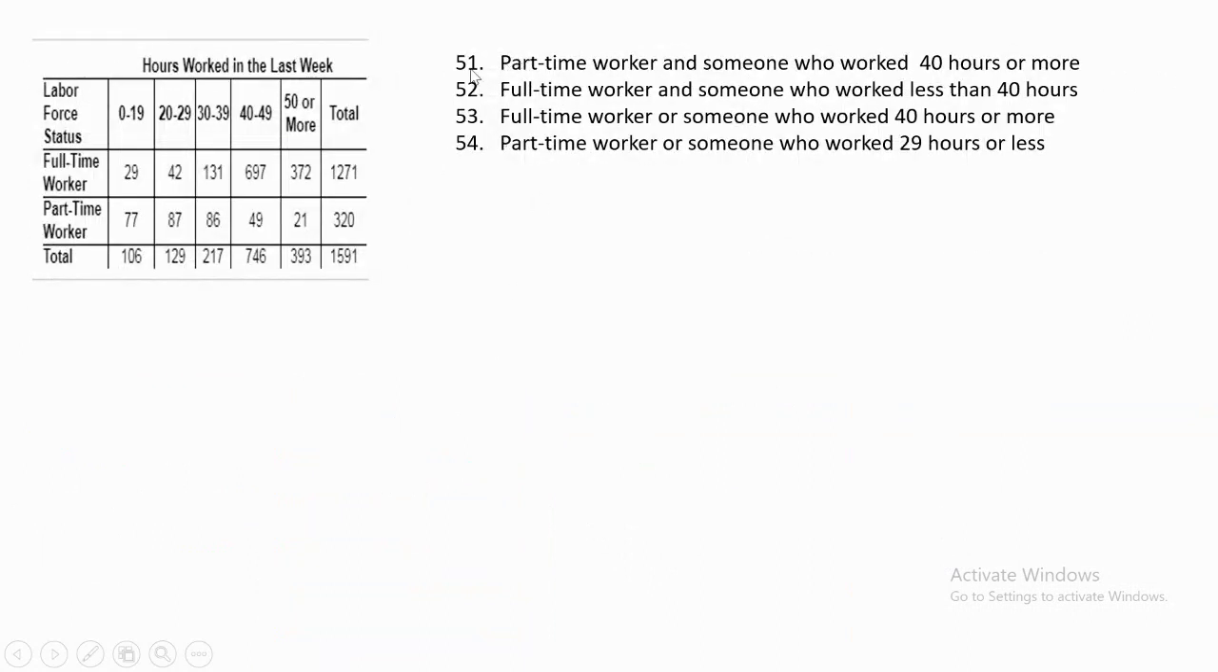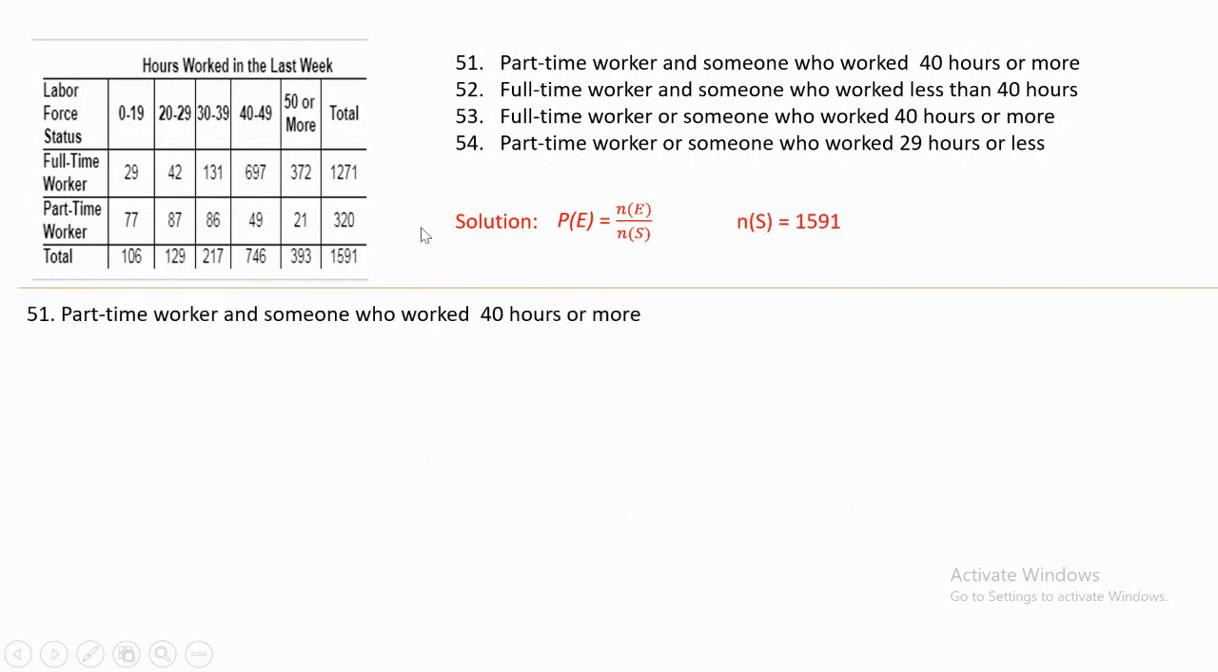I'm going to do one of each, same concept. So I believe I'm going to do number 51 and I believe 53. So 51, part-time worker and someone who worked 40 hours. So here the key word is going to be and.